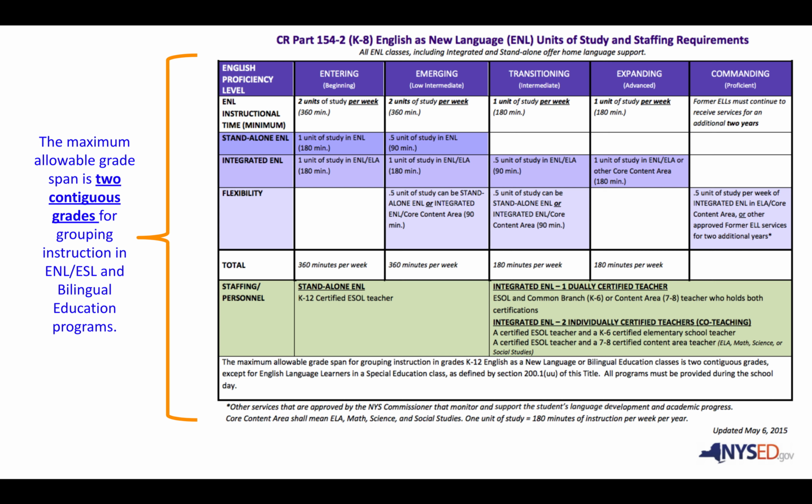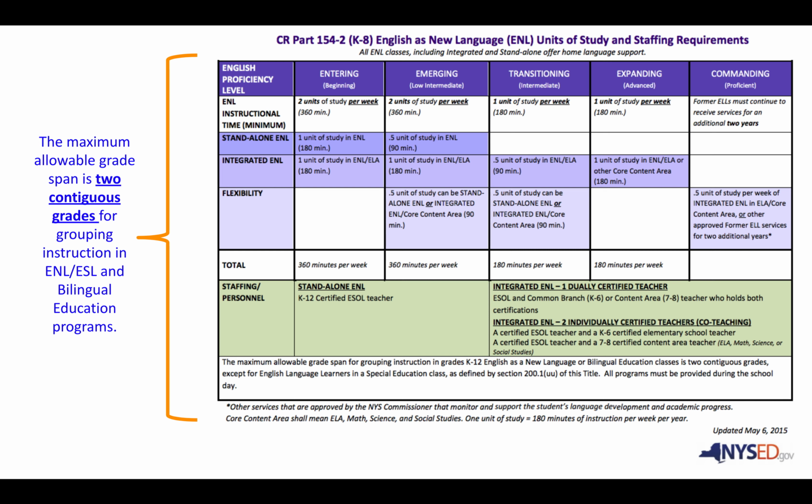So let's take a look at the entering level student. Here, it tells us at the bottom when you get down to total, so if you skip down a little bit down that column, there's a total of 360 minutes per week of ELL support for a student at the entering level in grades K-8. That breaks down to 1 unit of study in ELL standalone and 1 unit of study in ELL ELA. So that's integrated co-taught or the dually certified teacher in an integrated ELL ELA setting. Minimally. All of these are minimum numbers.